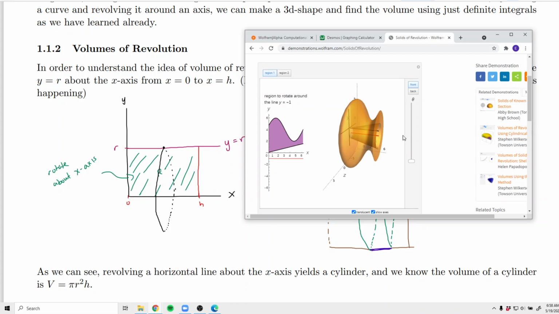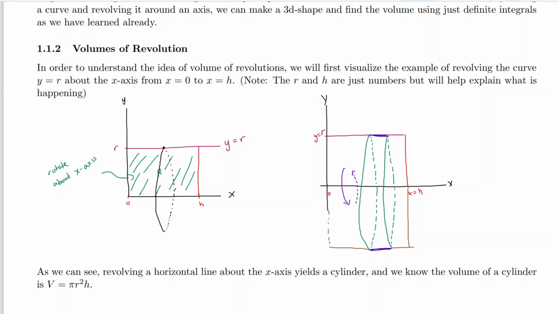Right? And this one looks like a very strange shape. It sort of looks like a pot with a hole in the middle, maybe some weird vase or pot shape with a little circle in the middle. But the idea is no matter what your region looks like, no matter what line you're rotating about, you're always going to get this sort of shape. Every single one of these is a circle.